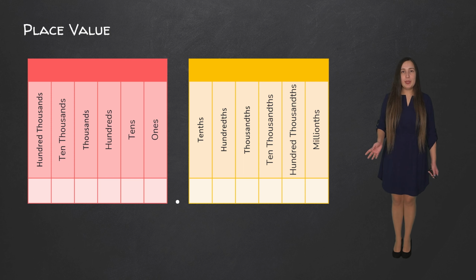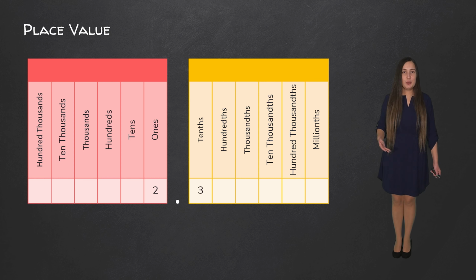If you notice, our pink chart has all our whole numbers, and then we have a decimal, and then our yellow chart is going to represent our numbers that are less than 1. All right? And anytime we read out a number, when we get to the decimal place, we're going to use the word "and," all right?